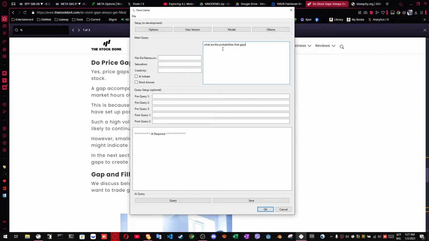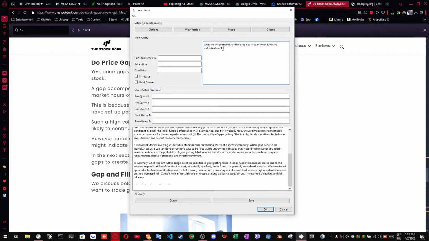Searching for probability of gap being filled in index funds versus individual stocks. The probability of a gap being filled varies between index funds and individual stocks, and there are some differences to consider. Key points: 1. Probability of gap filling. For individual stocks, about 63% of gaps tend to be filled. This can vary based on the type of gap and market conditions. Index funds, being collections of stocks, may exhibit different gap filling behavior due to their diversified nature.